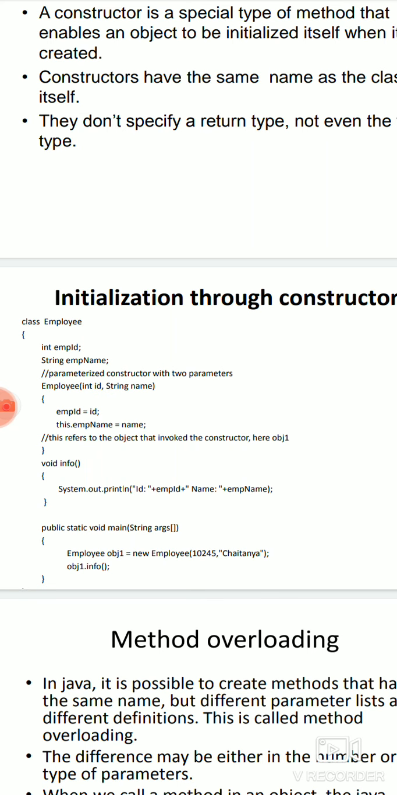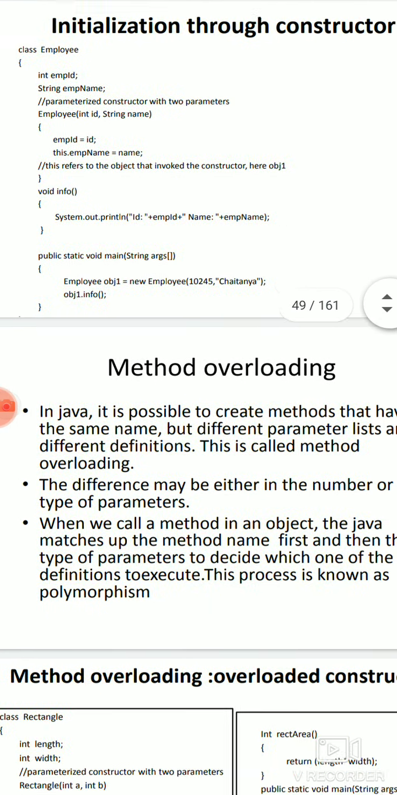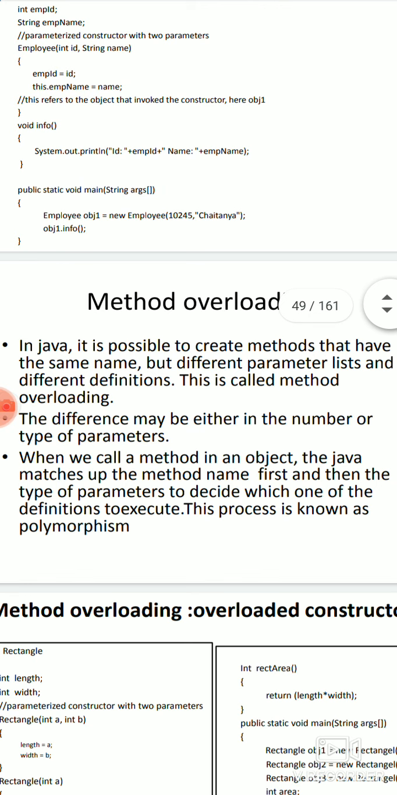When the program starts at this point, it will go to the first statement, Employee obj1, and it will directly move to the Employee constructor in the class, and automatically 1024 and Chaitanya will be assigned to employee ID and employee name. So automatically it is initializing at that point itself, and after that you can display the values. So obj1.info.